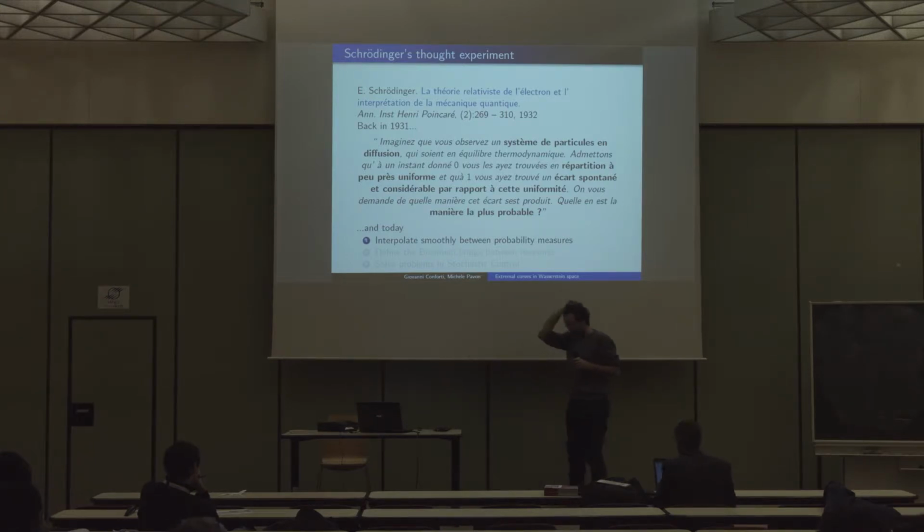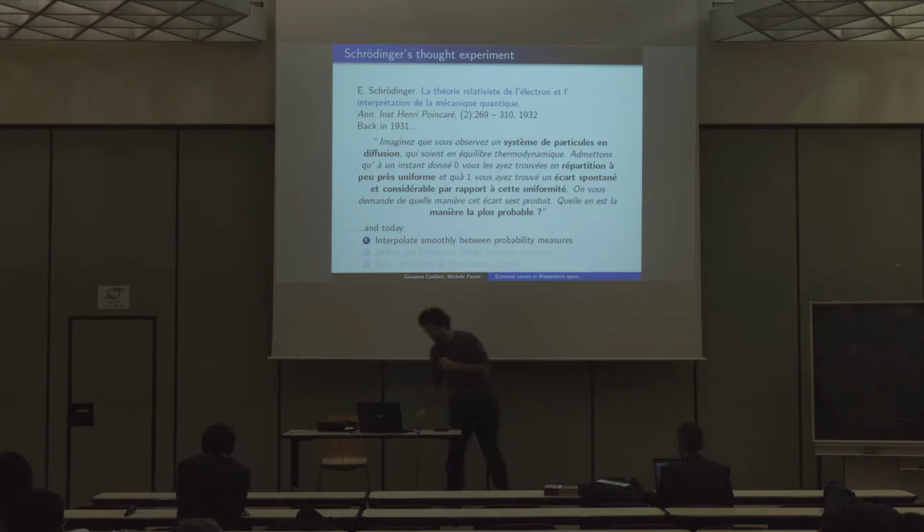So Schrödinger had in mind some plan about this experiment in quantum mechanics. This plan is not dead today, but there are other reasons why you may be interested in looking at those Schrödinger bridges. First of all, as we have seen, they interpolate smoothly between probability measures.